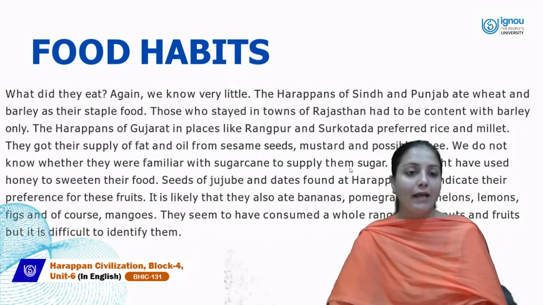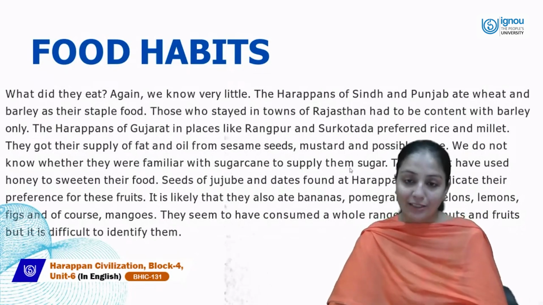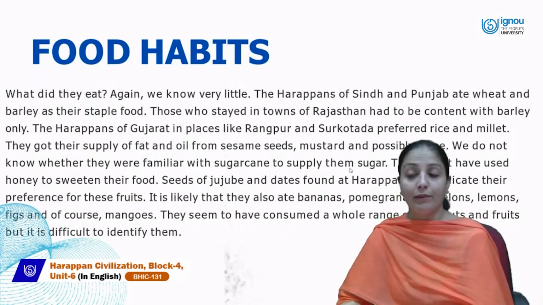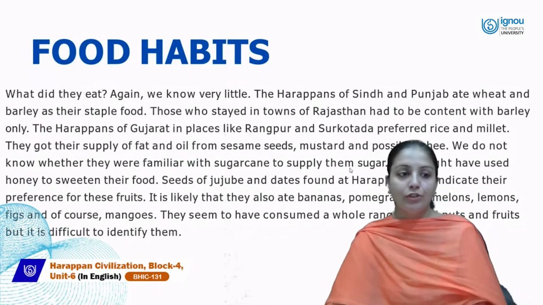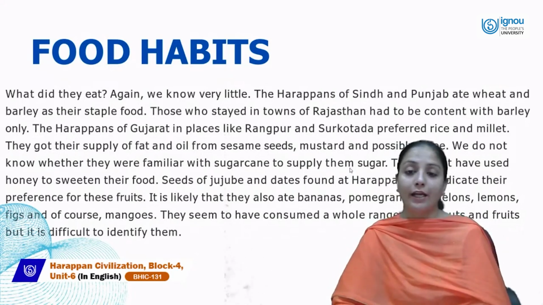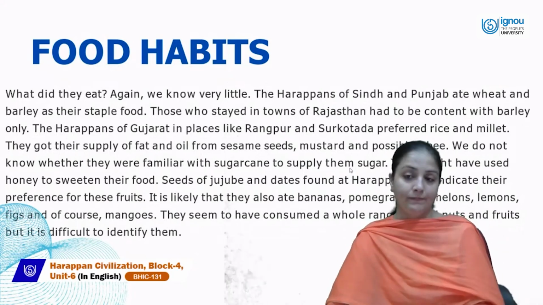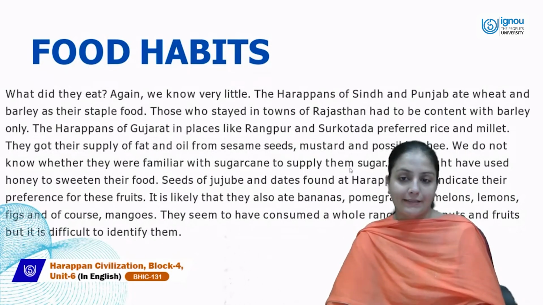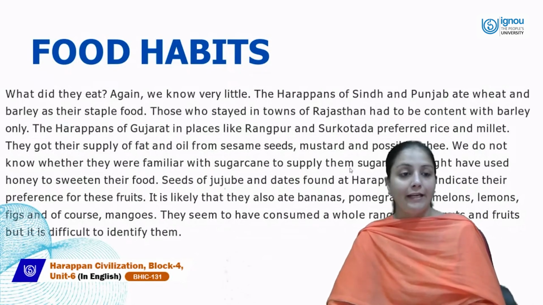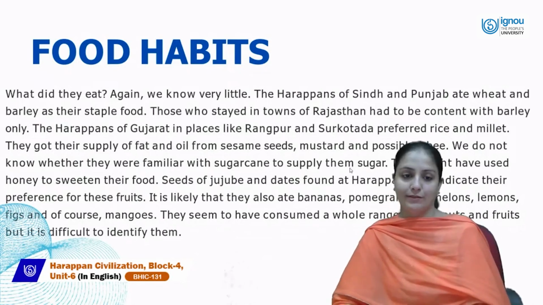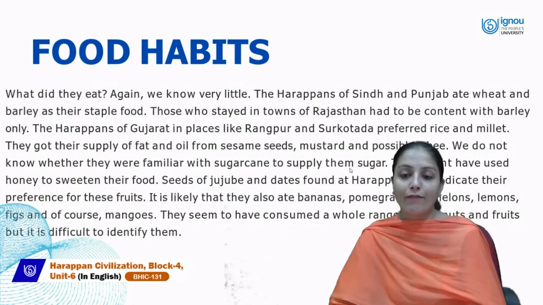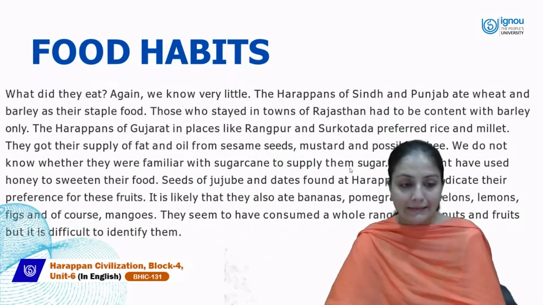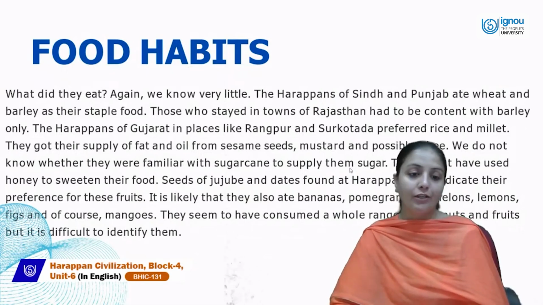They got their supply of fat and oil from sesame seeds, mustard, and possibly ghee. We do not know whether they were familiar with sugarcane to supply them sugar. They might have used honey to sweeten their food. Seeds of jujube and dates found at Harappan sites indicate their preference for these fruits. They seem to have consumed a whole range of wild nuts and fruits, but it's difficult to identify them.